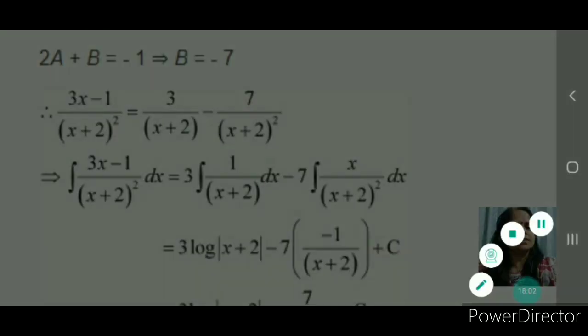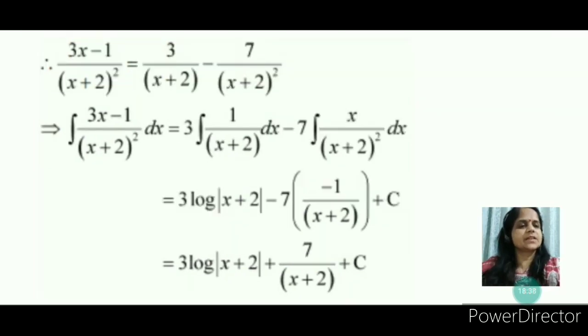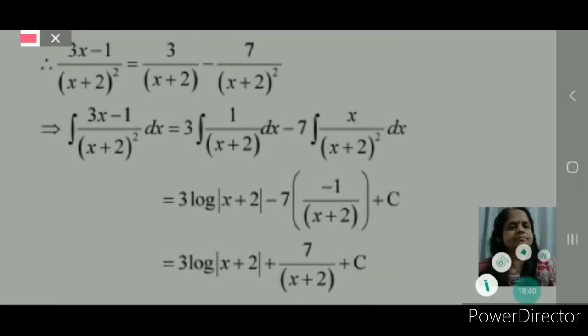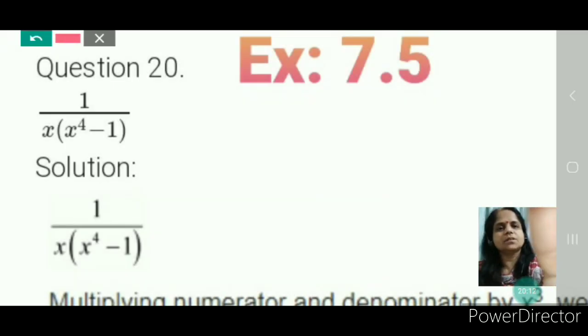So you will get the integration of 1 by x plus 2, it is log mod of x plus 2. Students, here it is only 1 here. It's 7 I take as common. So 1 by x plus 2 whole square. And the integration of 1 by x plus 2 whole square is minus 1 by x plus 2. Minus minus becomes plus. So you will get the final answer. There is no x, it is only 1. Now student, question number 20.